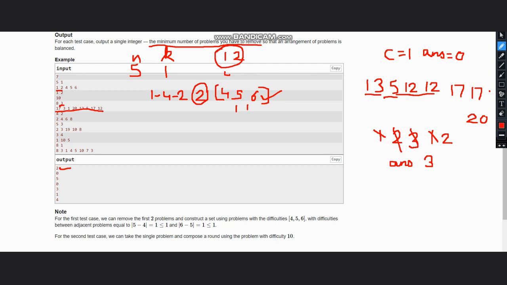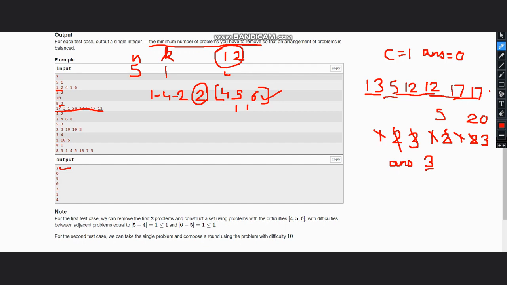Now moving to the next element, we have 12 and 17. So the difference is 5. So our count is reset to 1. Now what we have is 17 and 17. Difference is 0. Count is 2. 17 and 20. Now here the difference is 3. So the count becomes 3. Answer is the maximum of 3 and the previous 3. So the answer remains 3.